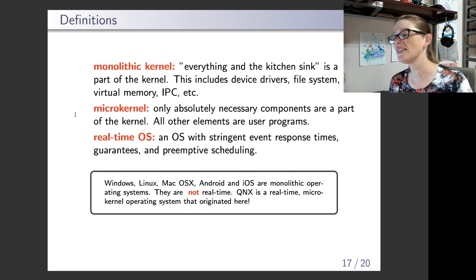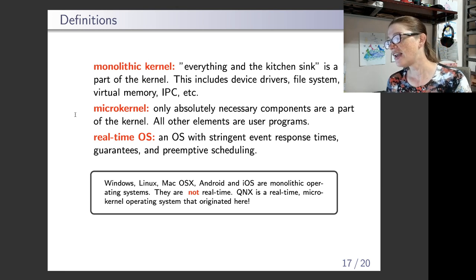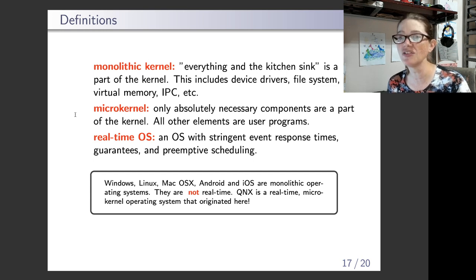Then we have this special designation of a real-time OS, which QNX, by the way, also is. Now, what this means is that if we're saying an OS is real-time, we are saying that the response times to events are very clearly dictated. And here's an example of what we mean by that.